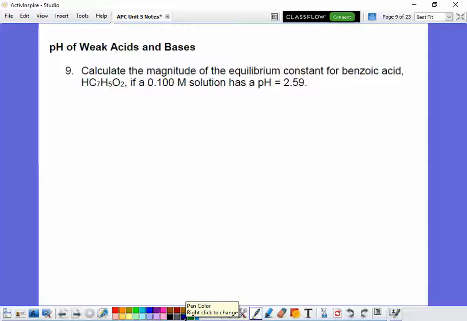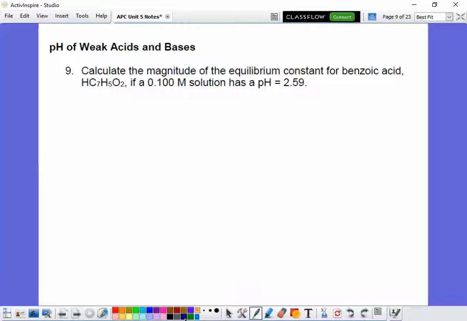For number 9, we are going to calculate the, actually, let me back up a little bit. When we are finding the pH of weak acids and weak bases, there's not a 100% dissociation of that weak substance into its ions. It's only a partial dissociation. So it's not going to be just the negative log of the initial concentration, because not all of it is being converted into the ions.